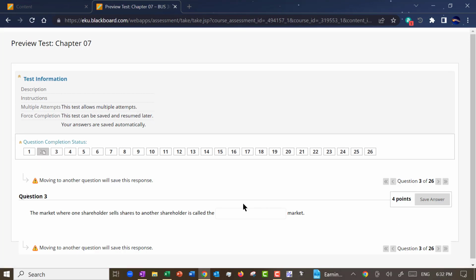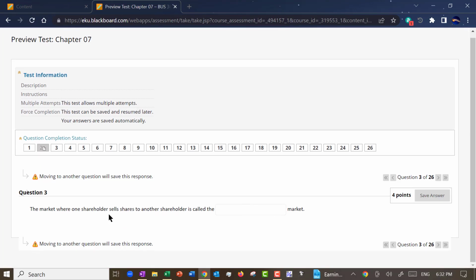The market where one shareholder sells shares to another shareholder is called, if you read the chapter, who actually read the chapter? Let me see hands. Just honestly, why do you guys come to the class not having read the chapter? You have free books. It's not like you have an excuse, I can't afford it.